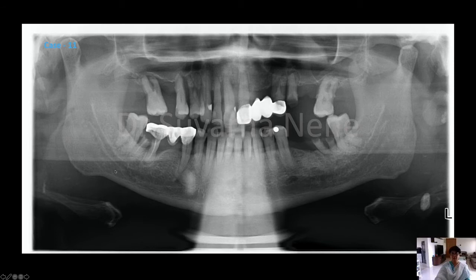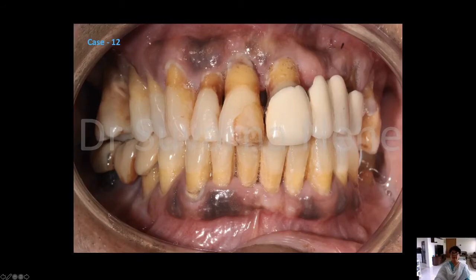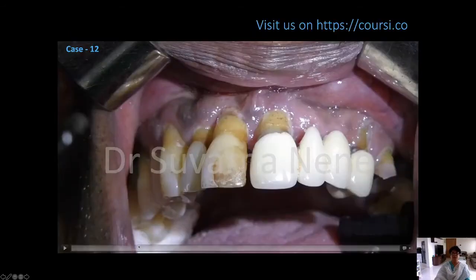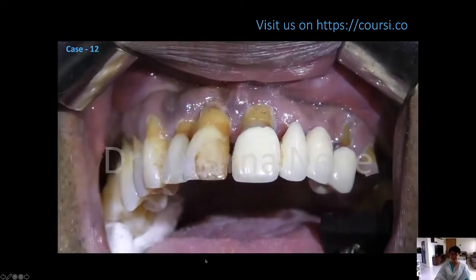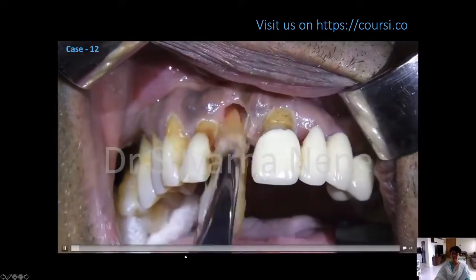Now, how do you give immediate loading in difficult situations? This man also has a lot of problems in maxillary as well as mandibular multiple teeth. He runs a company and he cannot not go to the office, and he doesn't want to wear a denture. And we decided to do immediate loading in the anterior region, knowing very well that it's a challenge, it's a task.